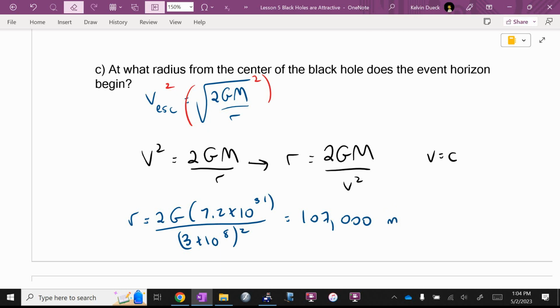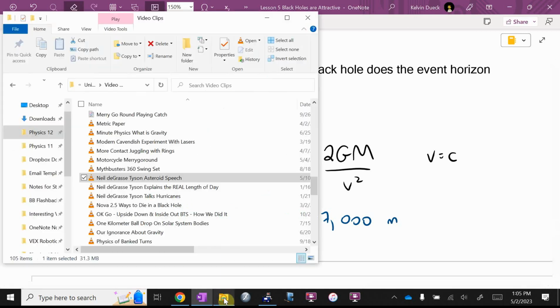In other words, for that star to have become a black hole, it would have needed to collapse and collapse and collapse, and it would become a black hole once all of that matter, all of that 7.2 times 10 to the 31 kilograms, was compressed into an area less than 107,000. That's when suddenly the star would wink out. You would no longer see light escaping from it. Is that a big black hole?